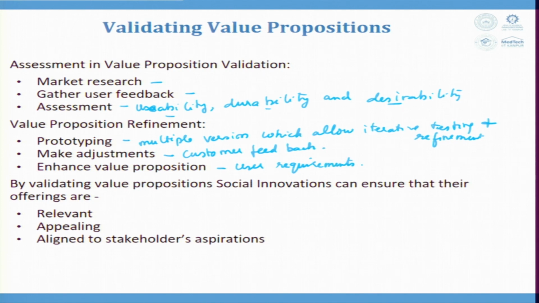By validating the value propositions, social innovation can ensure that the offerings are relevant, appealing, and aligned to stakeholder aspirations. So, this is very important. These points are very important, because in innovation, many a time we try to develop a novel solution without a customer. And the challenge in social innovation is that you are always trying to develop frugal solutions.